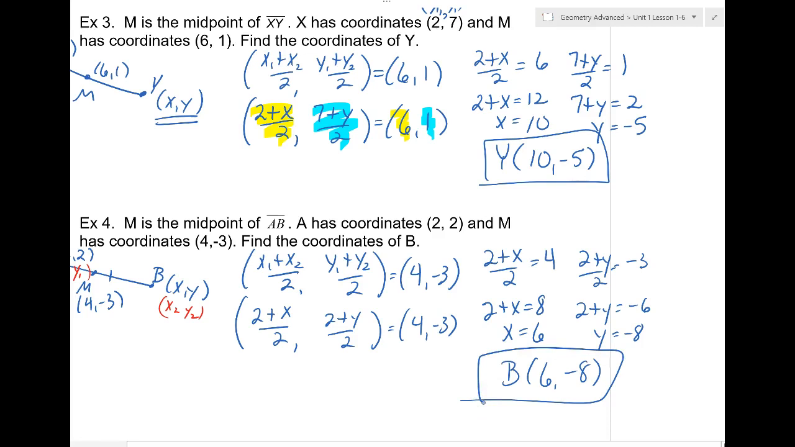What'd you guys get? 6 what? Negative 8. Good job. 6, -8. Excellent. Most of you are almost there, right? Just give me an A, and notice how I use the capital B next to it. It's just labeling it, right? That's point B with it.